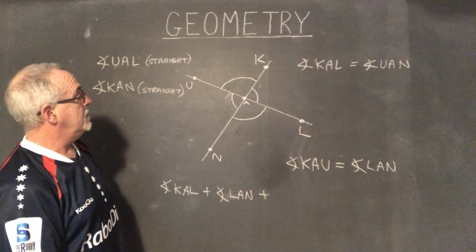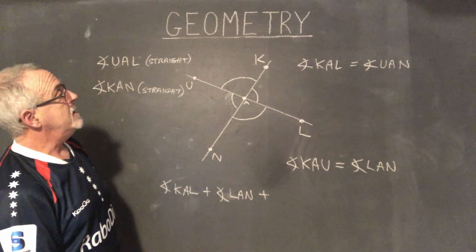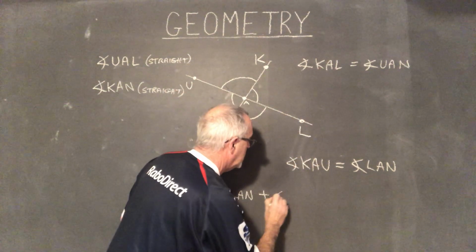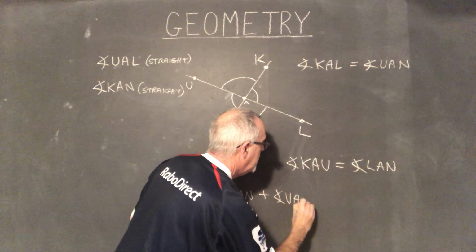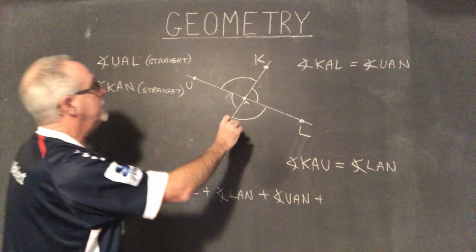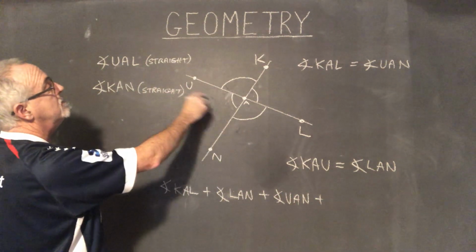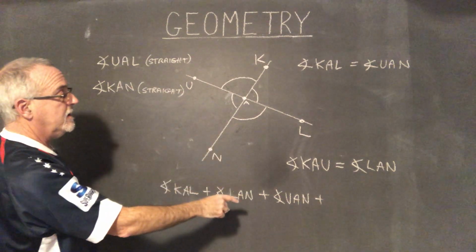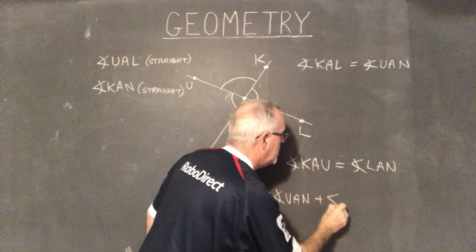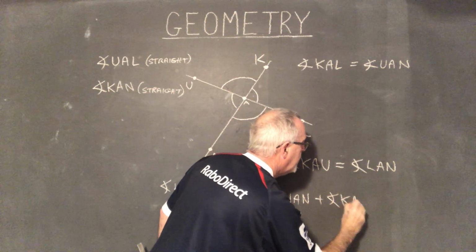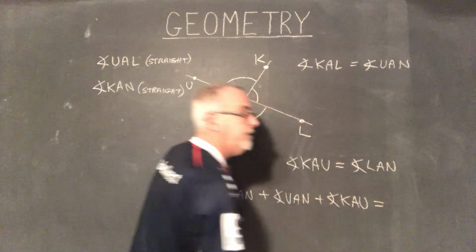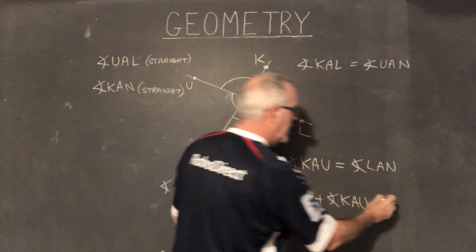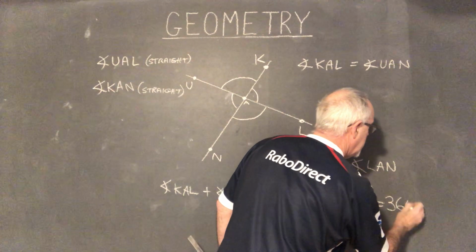plus angle UAN, yeah, that one up there, angle UAN, plus, finally, where'd that go? Okay, I'm getting KAU. Do I have KA? There it is, angle KAU. They have to add up to a total of 360 degrees.